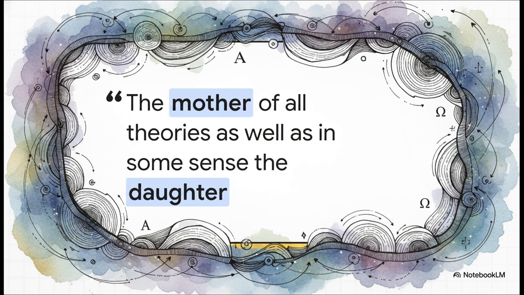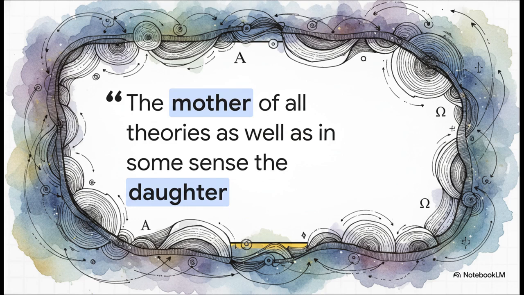There's this absolutely brilliant quote from the source material that I just love. It says, "Conformal field theories are the mother of all theories as well as, in some sense, the daughter of all theories." Just think about that for a second. Within the massive, totally infinite landscape of all possible quantum field theories, CFTs aren't just random, arbitrary points on the map. No, they're the alpha and the omega. They're the fixed points where physical reality originates and where it ultimately terminates.